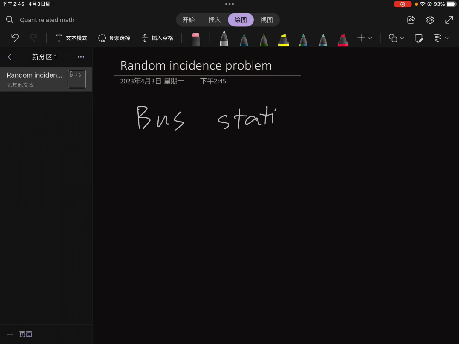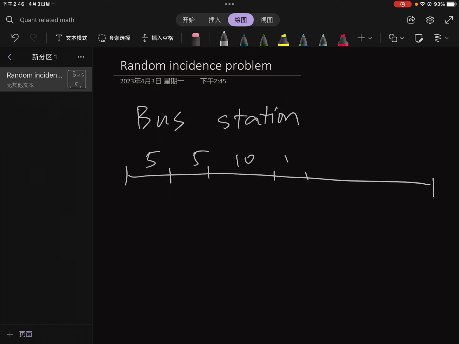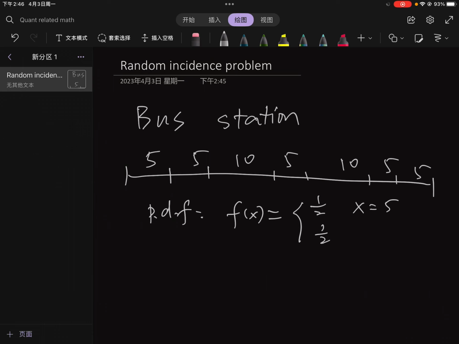So here's the bus station. The bus only arrives with two cases. Either it arrives every 5 minutes or it arrives every 10 minutes, randomly. And we assume the PDF of this is equal to a half and a half, with x equal to 5 and x equal to 10.